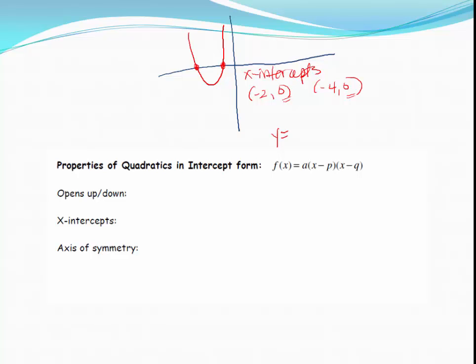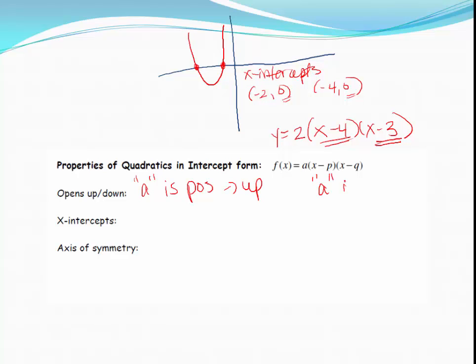So if I give you something like this, two sets of parentheses, you don't see a square next to anything, and these are different numbers here. That's what's going to be considered intercept form. So how do you know if it opens up or down? That's going to be the same. If a is positive, that's the number out front, then it's going to go up. If a is negative, the parabola will go downward.